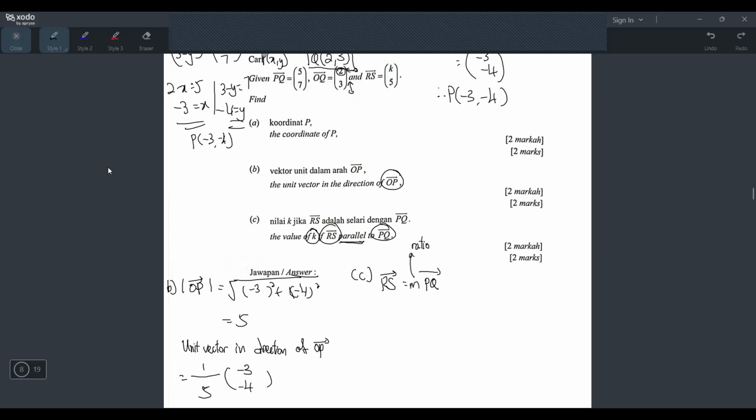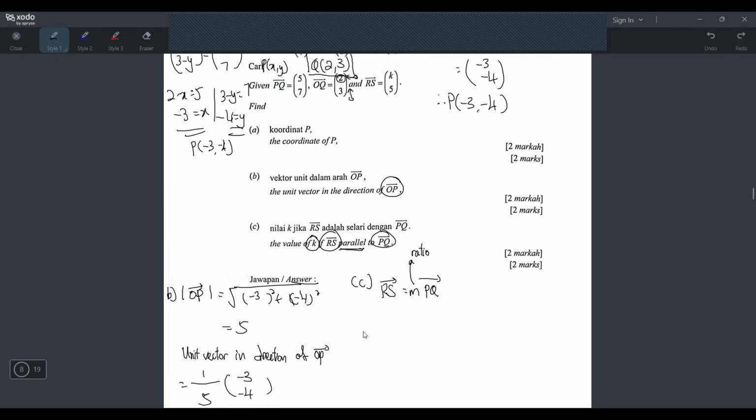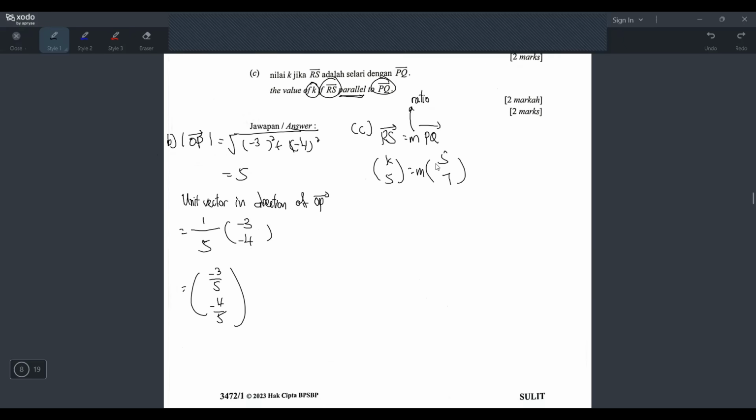Do you have RS and PQ? The answer is yes. RS is here, PQ is here. So just substitute inside. RS is Ki plus 5j, and then PQ is 5i plus 7j. And now you can just expand this and then compare. So M times 5 is 5M, this one is 7M, and this one is K5. And how do you compare, top with top, bottom with bottom? So K equals 5M, and then 5 equals 7M. Or you can say compare the coefficient of i with the coefficient of i, and then compare the coefficient of j together. Right? It's the same thing.